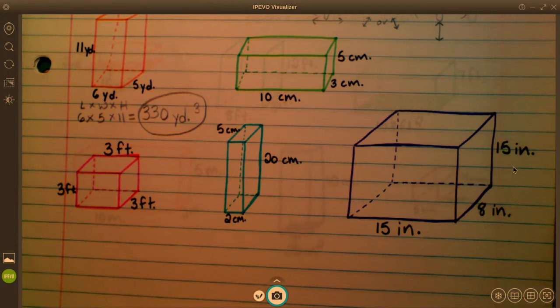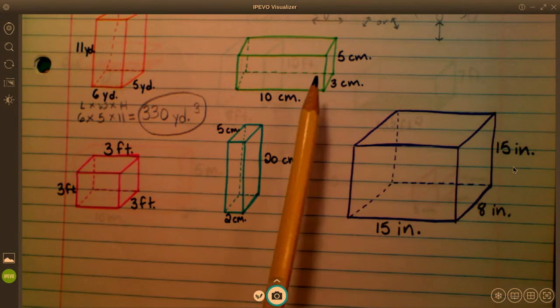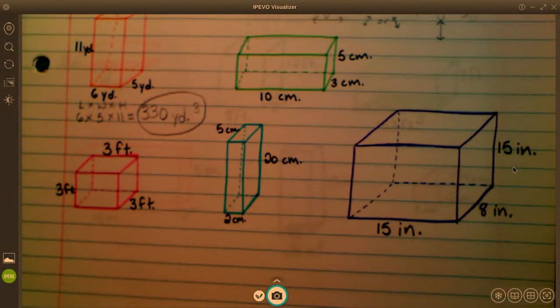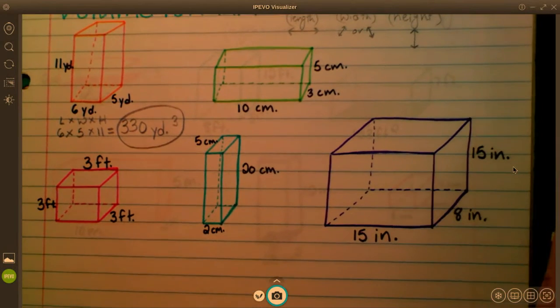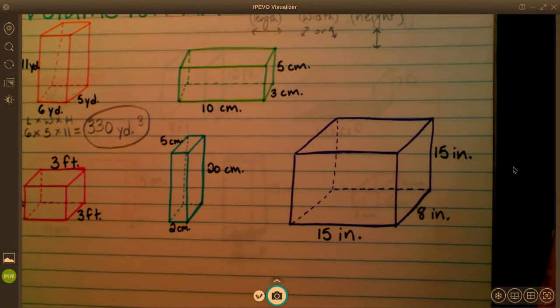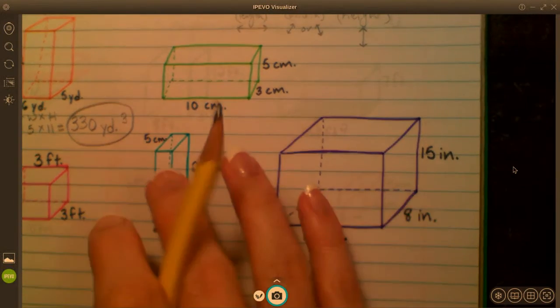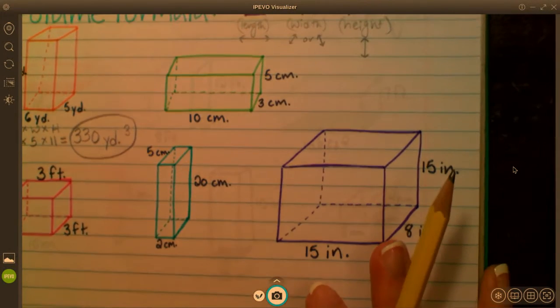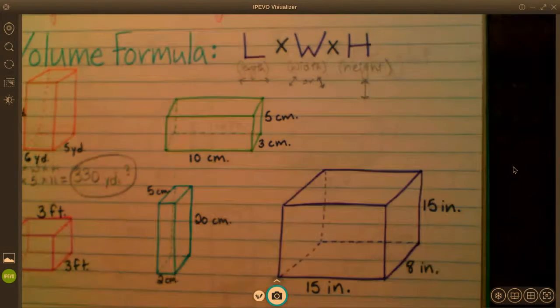All right, 5th grade. So you should have paused the video, gotten these all drawn out, and found the volume on your own first. So what we are going to do is I'm probably going to solve the green one, then the pink, then the blue, then the purple. So let me scoot this just a little bit so I have room for my hand. Perfect. Okay. So with our green one, we know that our volume formula is length times width times height.